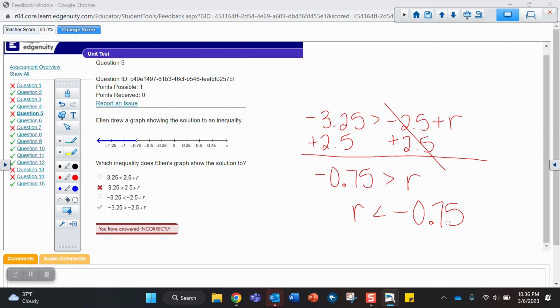And that is what the graph does show there. The one that you picked, if I subtract 2.5 from 3.25, I would get a positive 0.75, but you can see that it is a negative 0.75 there on the number line, so you should have gotten a negative 0.75.